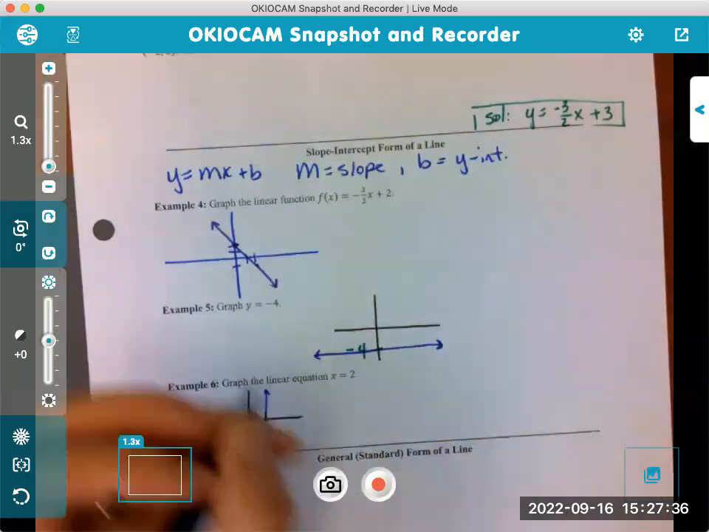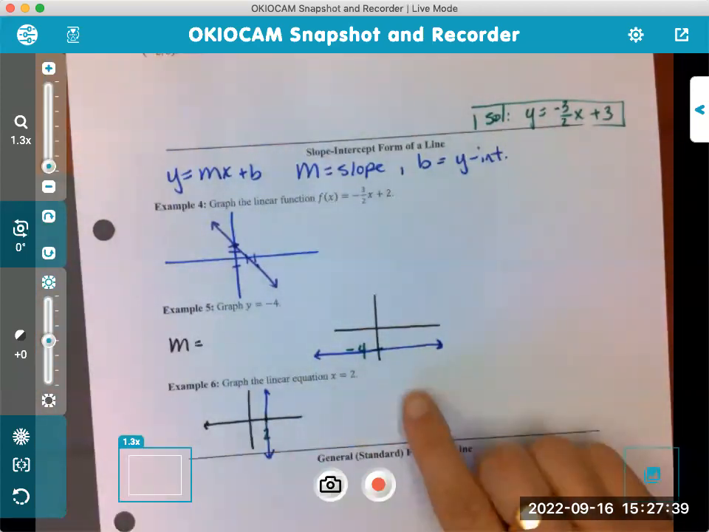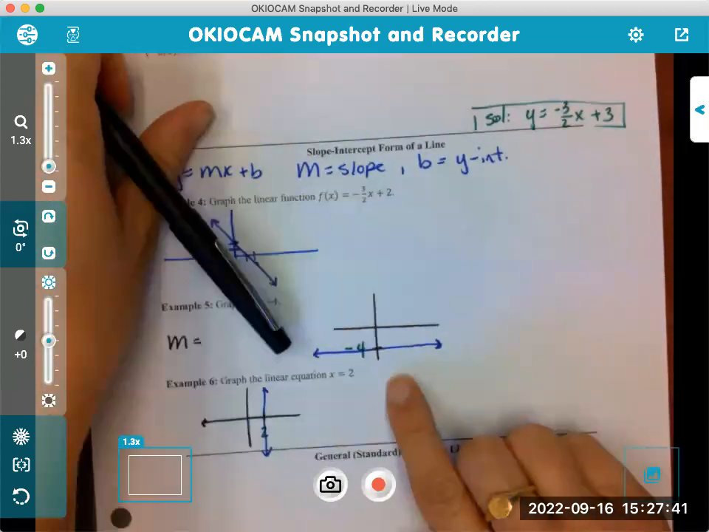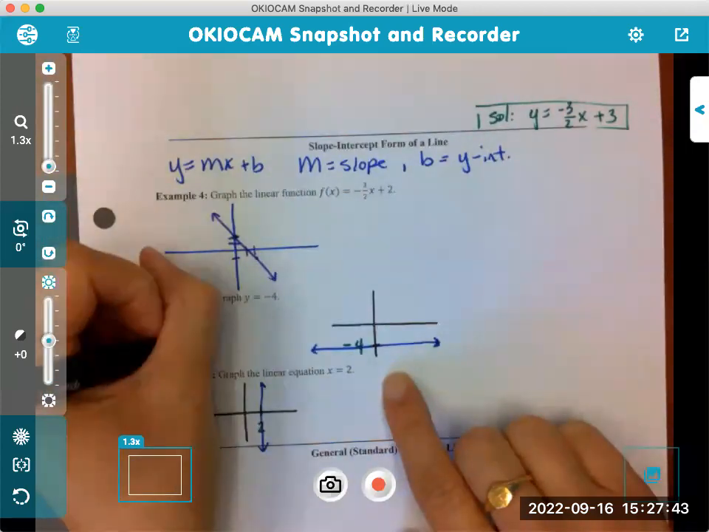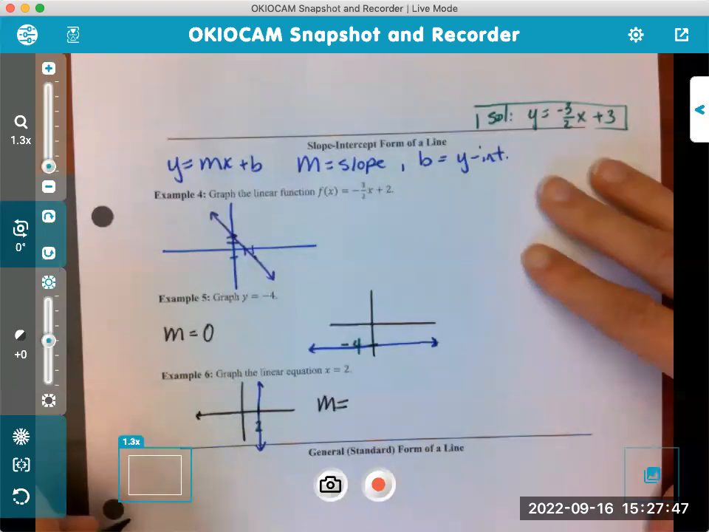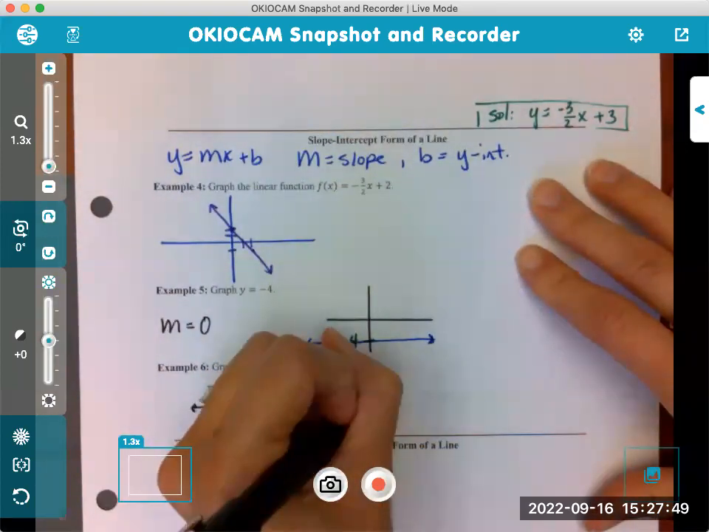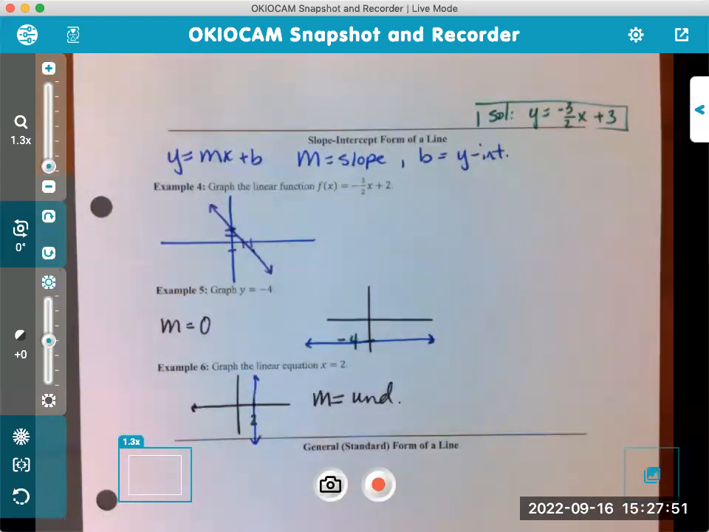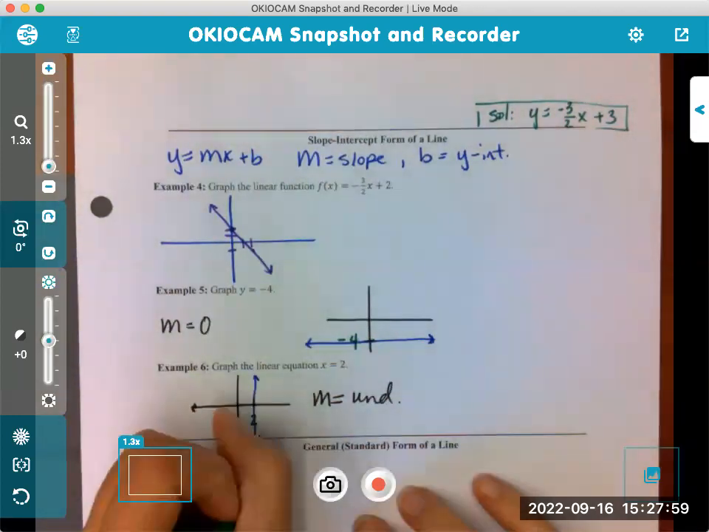While we're at it, what's the slope of the line for example 5? Y'all remember? 0. What's the slope of example 6? Vertical line? Undefined. Undefined.